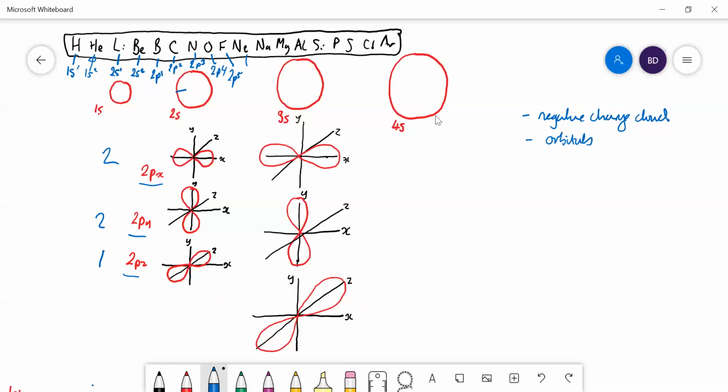Finally, neon, that's going to be 2p6, so you will have 2 electrons in each p orbital, each one with an opposite spin there, won't you? That's what will happen.